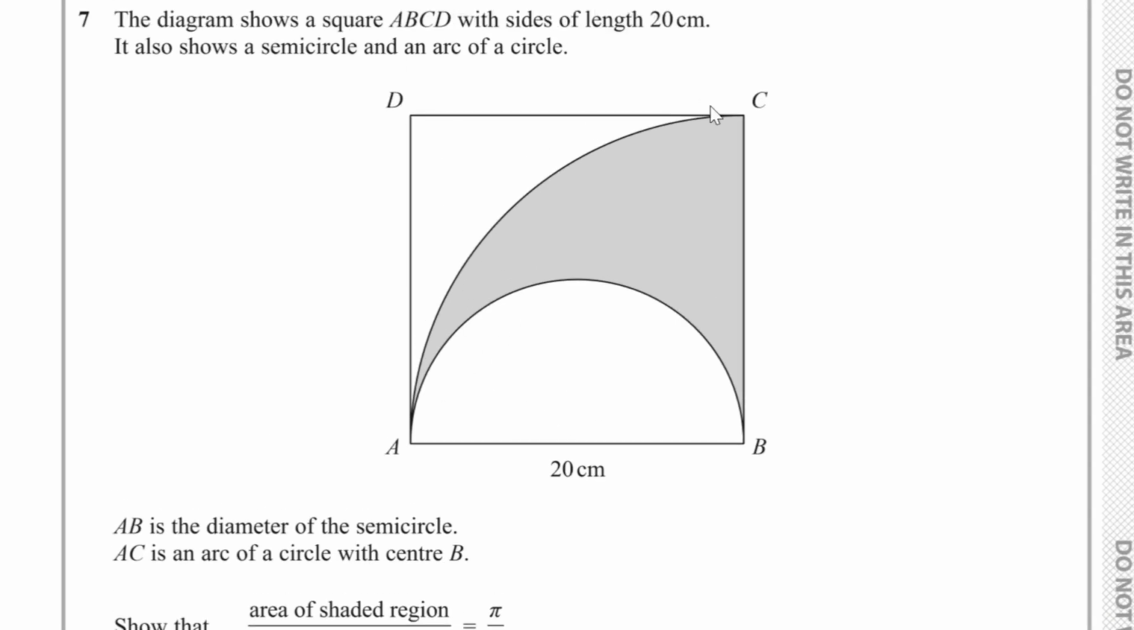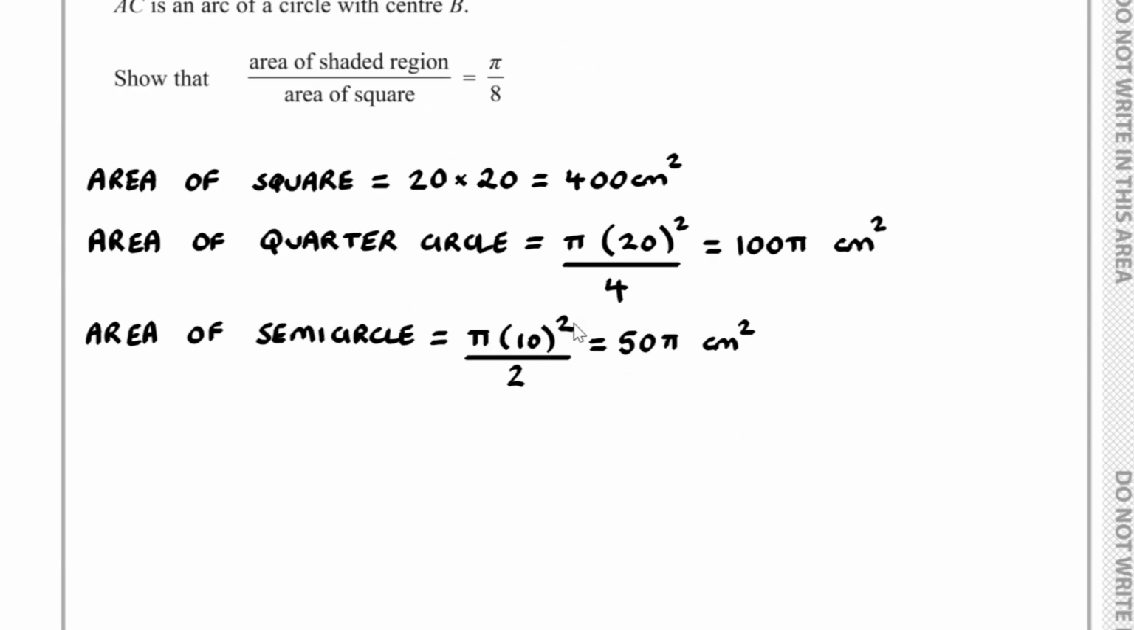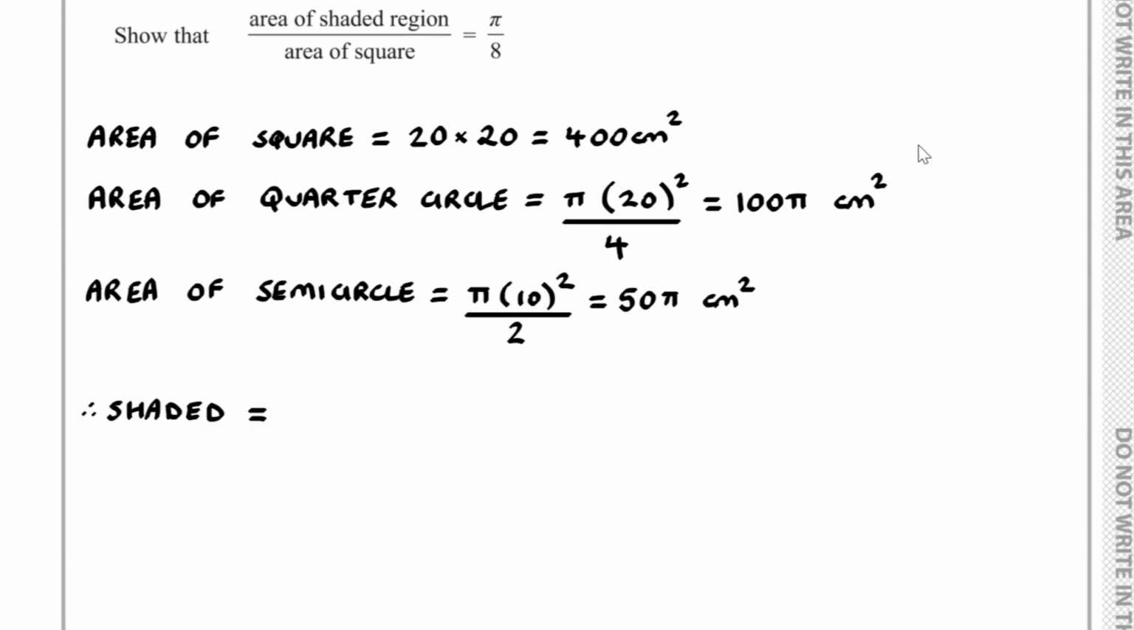So now for us to find the shaded area, well, actually, we could take the area of this quarter circle and take away the area of the semicircle. So for the shaded area, we've got the quarter circle, 100 pi, take away the semicircle, 50 pi, and it turns out we get 50 pi centimeters squared.